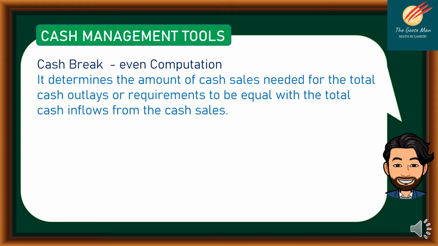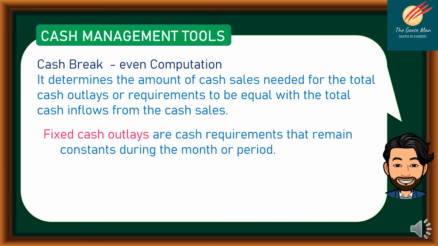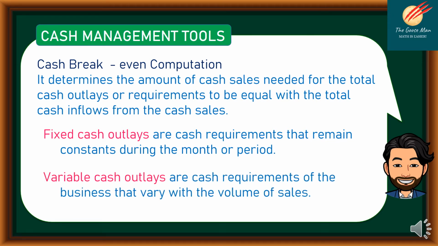It determines the amount of cash sales needed for the total cash outlays or requirements to be equal with the total cash inflows from the cash sales. Fixed cash outlays are cash requirements that remain constant during the month or period. Then finally, we have the variable cash outlays. These are the cash requirements of the business that vary with the volume of sales.